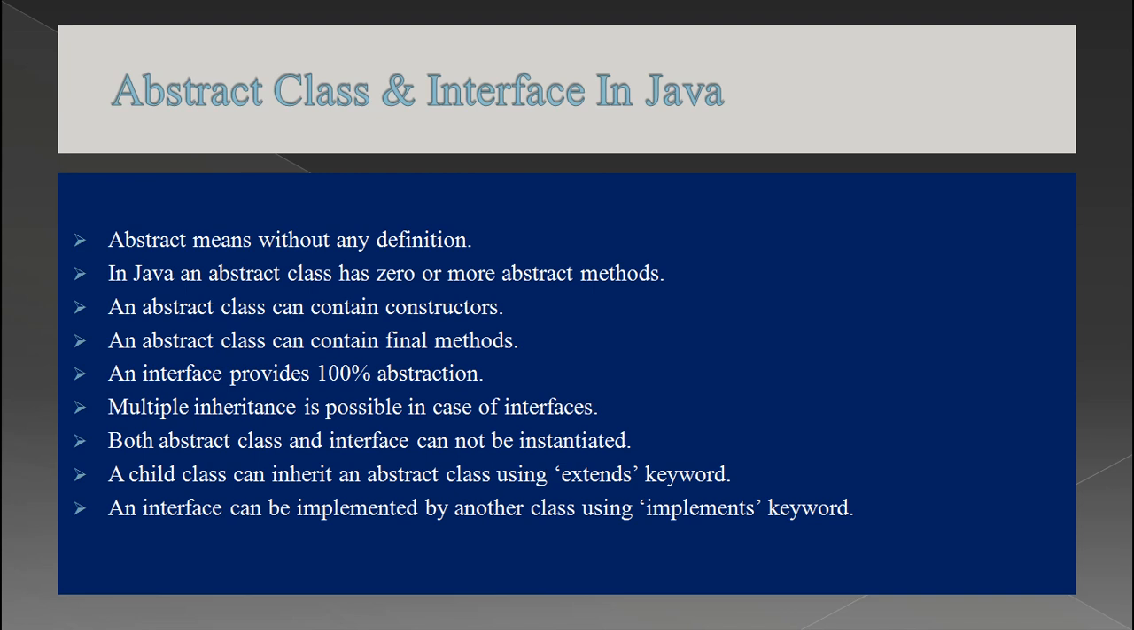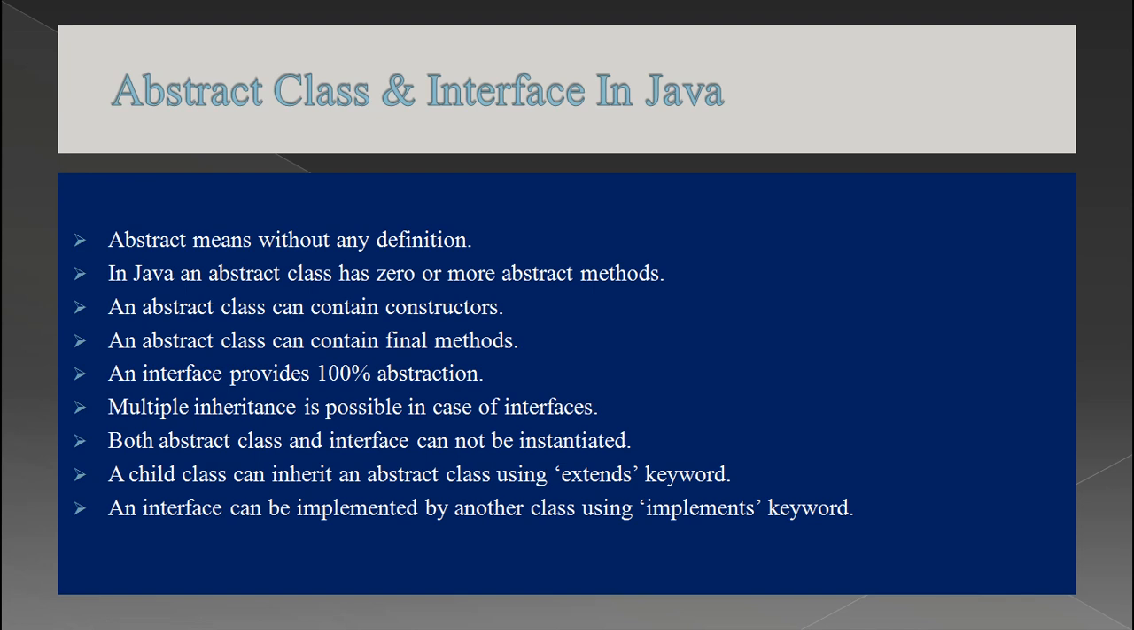Now we can see the phrase 0 or more abstract methods in an abstract class. It is sufficient that if we declare a class as abstract, the class becomes abstract. Simply writing the abstract keyword before the class makes it abstract. I will show it in the code. And it is possible that there is no abstract method at all. If there is no abstract method present, the class is still treated as abstract if the abstract keyword is present before the class.